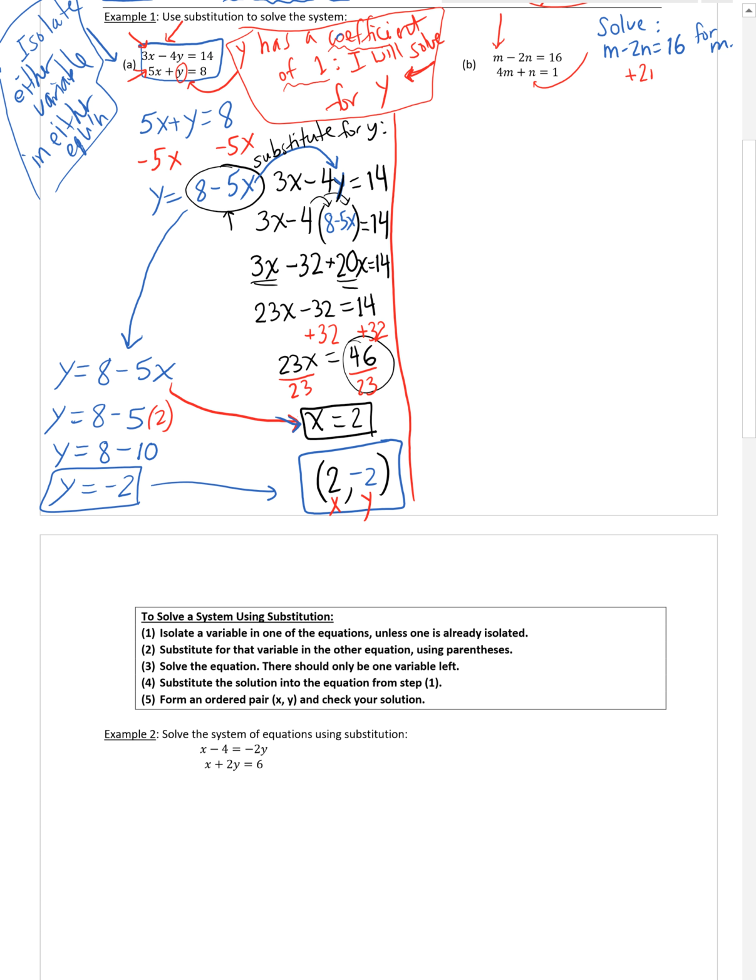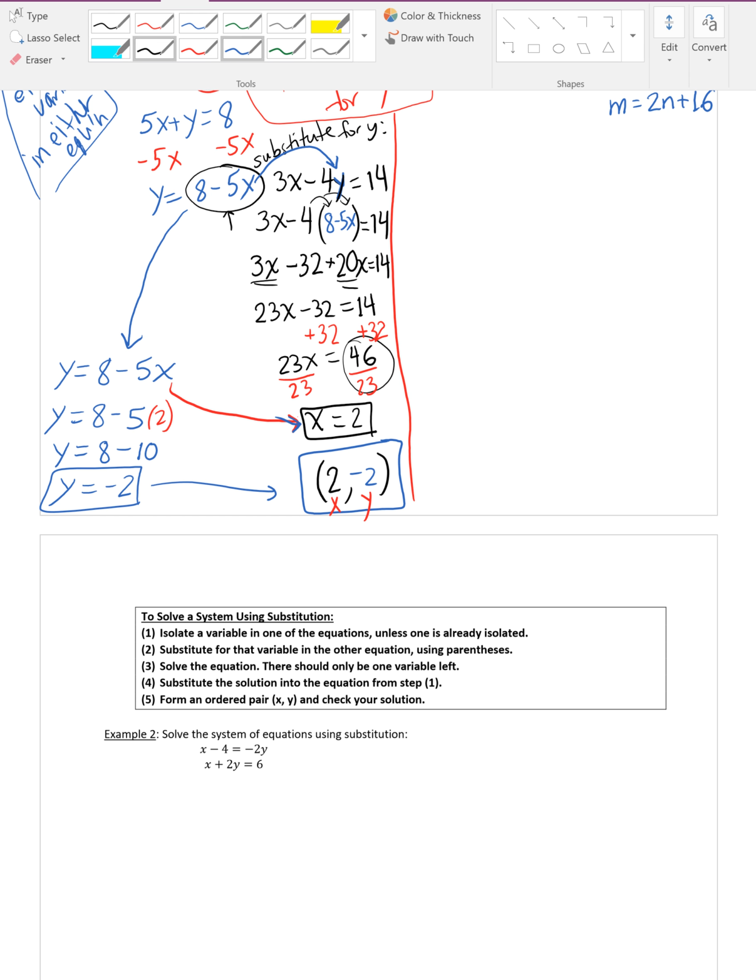That's not too bad. All I have to do is move the 2n over. So m's by itself now. And you have the freedom to write the right side as 16 plus 2n or 2n plus 16. It doesn't really matter, it's just personal preference, so you could write those terms in any order.